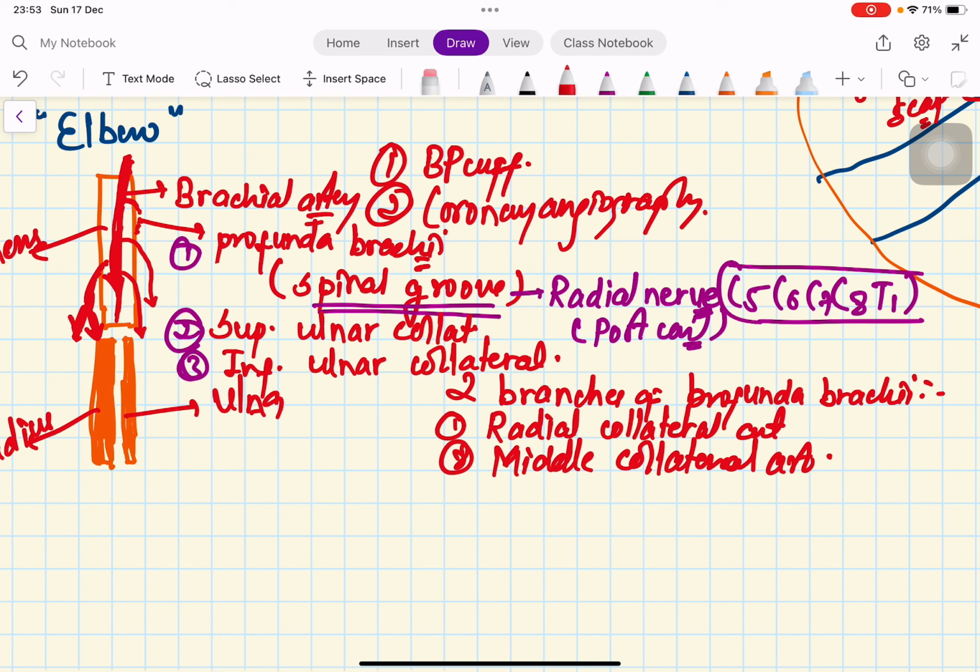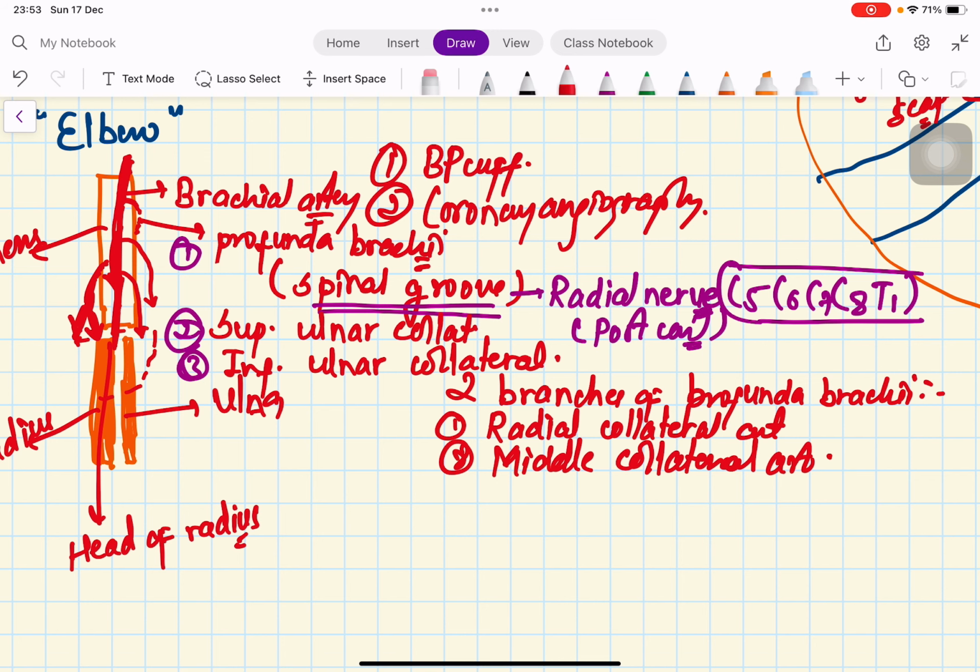Easy, right? Now let's look at the brachial artery. When this brachial artery reaches the head of the radius, what is this?